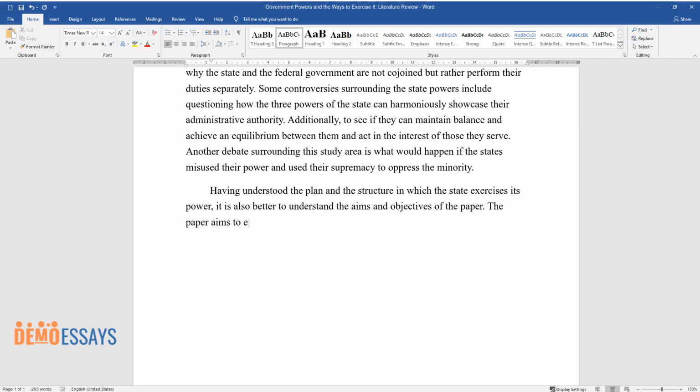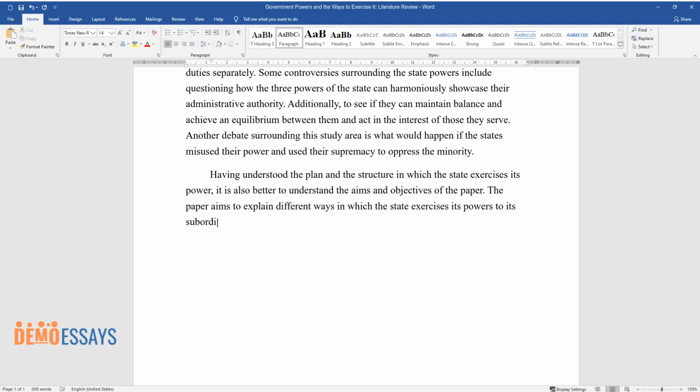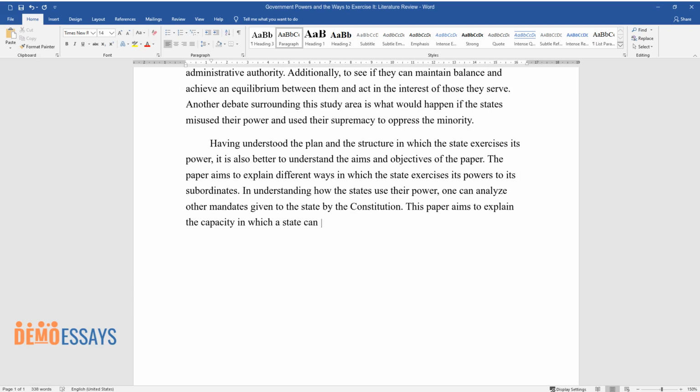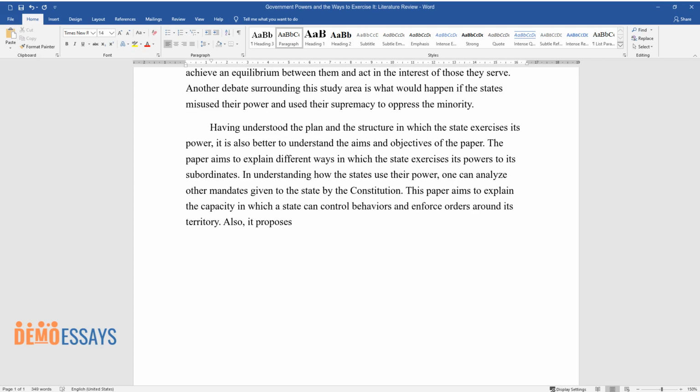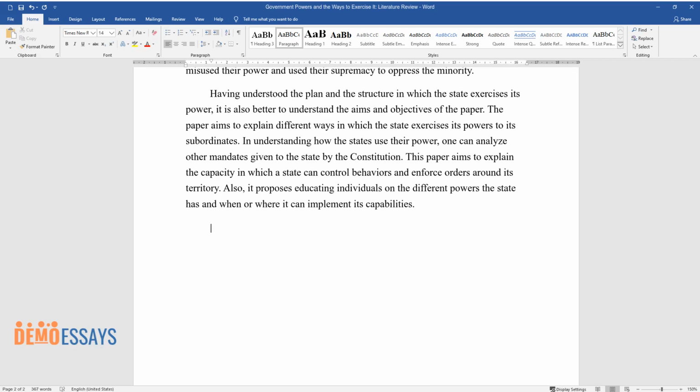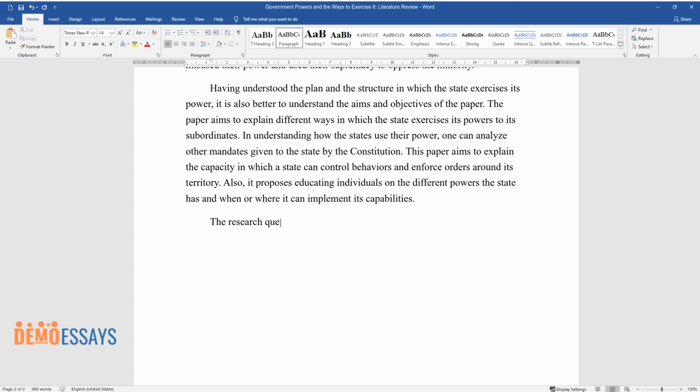The paper aims to explain different ways in which the state exercises its powers to its subordinates. In understanding how the states use their power, one can analyze other mandates given to the state by the Constitution. This paper aims to explain the capacity in which a state can control behaviors and enforce orders around its territory. Also, it proposes educating individuals on the different powers the state has and when or where it can implement its capabilities. The research questions can be derived from the topic itself.